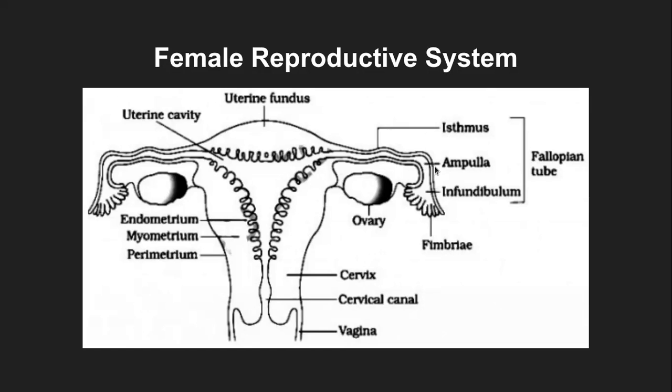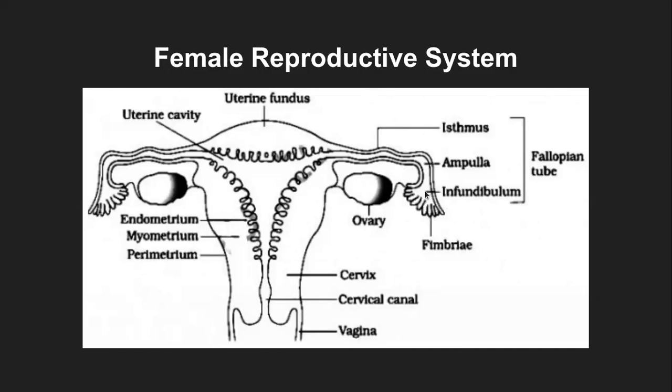Ampulla is nothing but, like we had seen in the vas deferens as well, an extension of the tubular structure. That's what is the ampulla. And then the next one, again a similar tubular structure, is called the isthmus, and together these three make the fallopian tube structure. And this is not exactly how it is shown here. Ideally it is covering all around the ovary through the fimbriae structure.